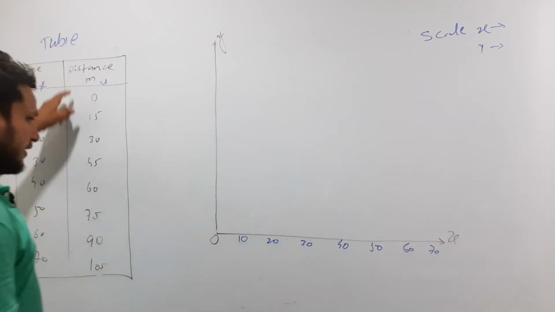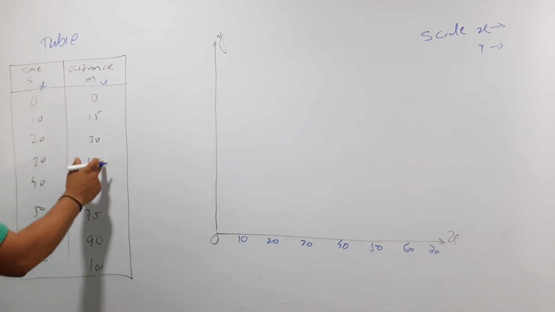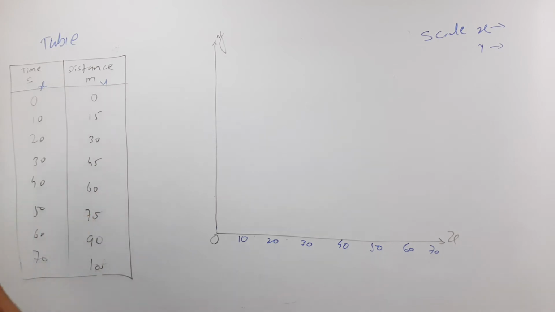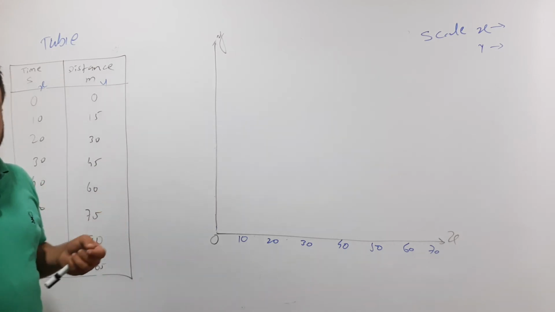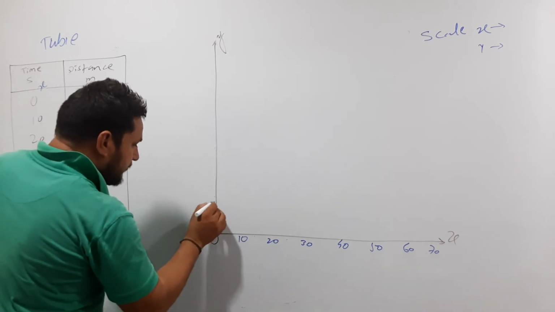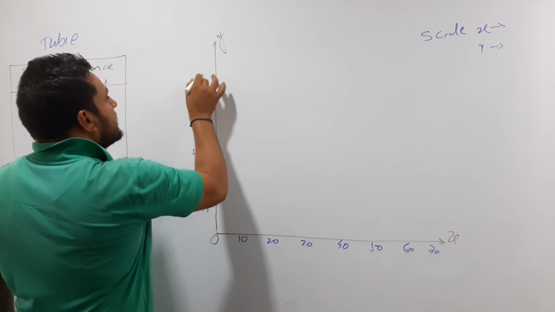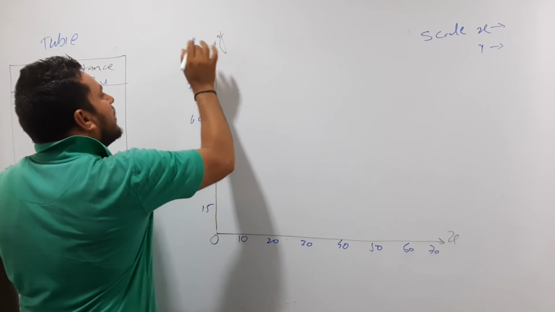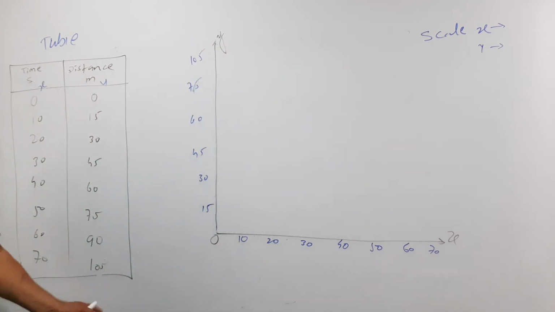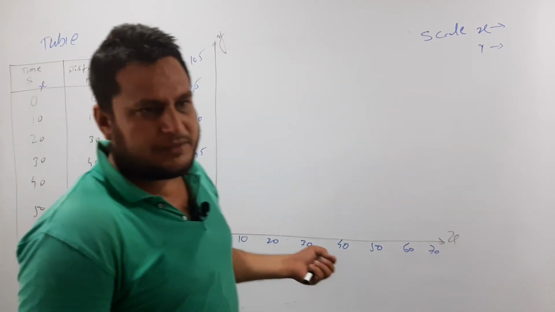The next is 0, 15, 30, 45, 60. It means we easily get the increment order: every time it increments by 15. So 0, 15, 30, 45, 60, 75. The last value is 105. Here again we use the same logic we used already in our previous example.